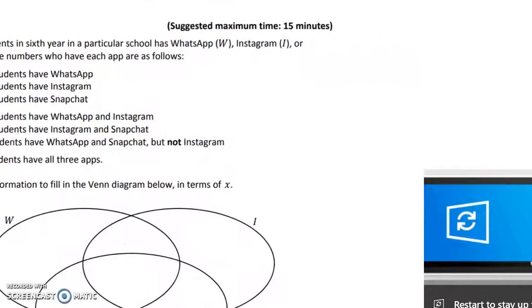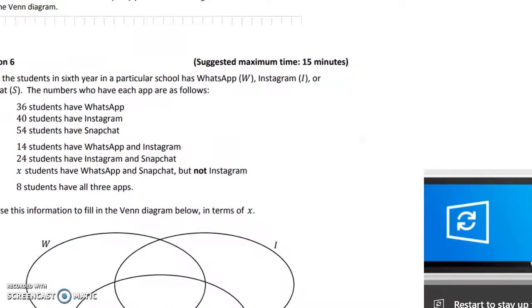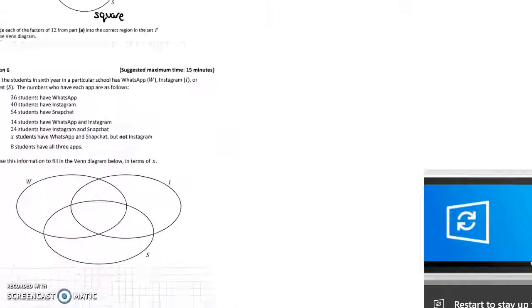Okay, and now we're going to look at the final one for today. Just get it set up.